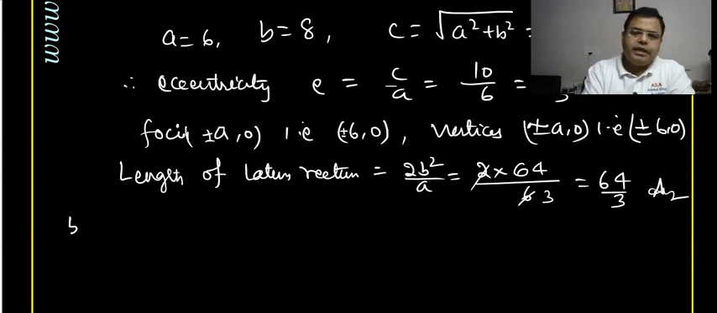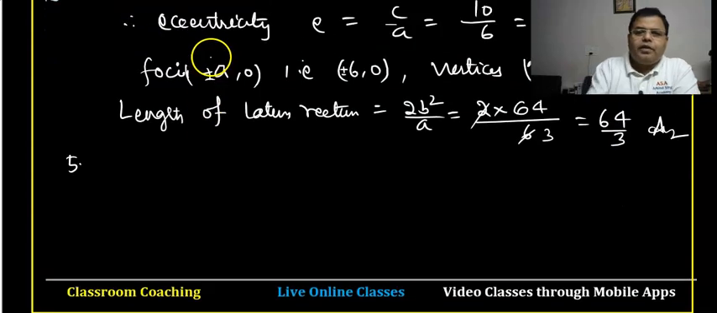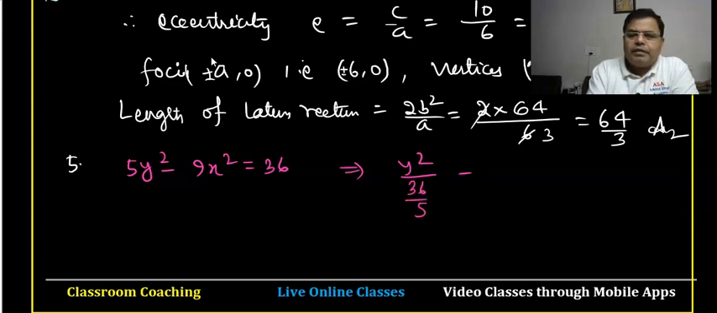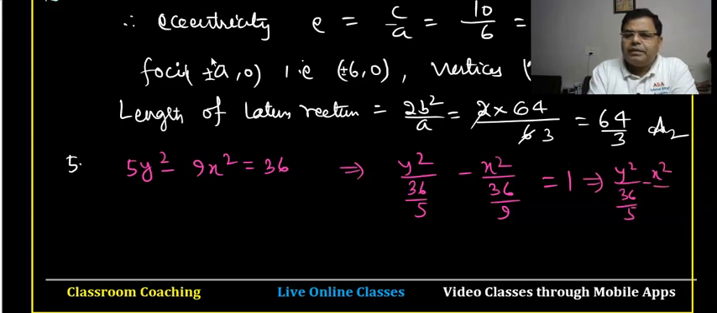Now, take another question, question number 5, and in this question we are going to discuss another type of question, that is 5y square minus 9x square is equal to 36. This can be further written as y square upon 36 by 5 minus x square upon 36 by 9 is equal to 1. So that is y square upon 36 by 5 minus x square upon 4 is equal to 1.